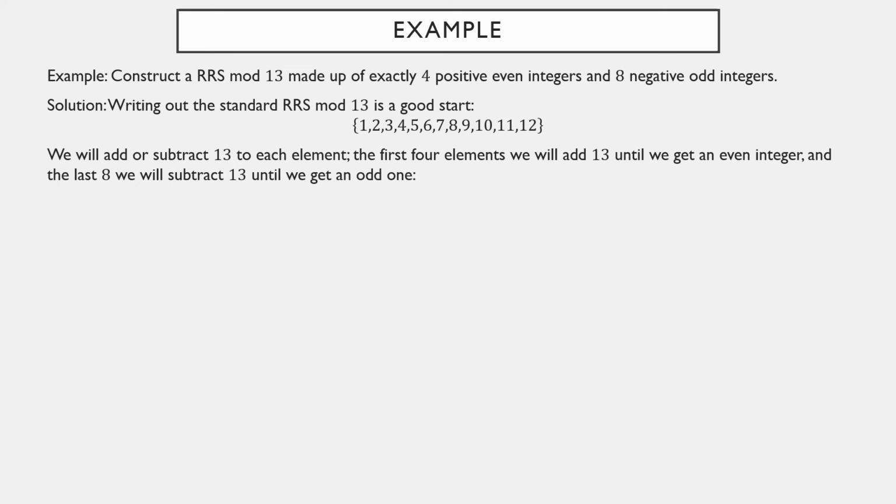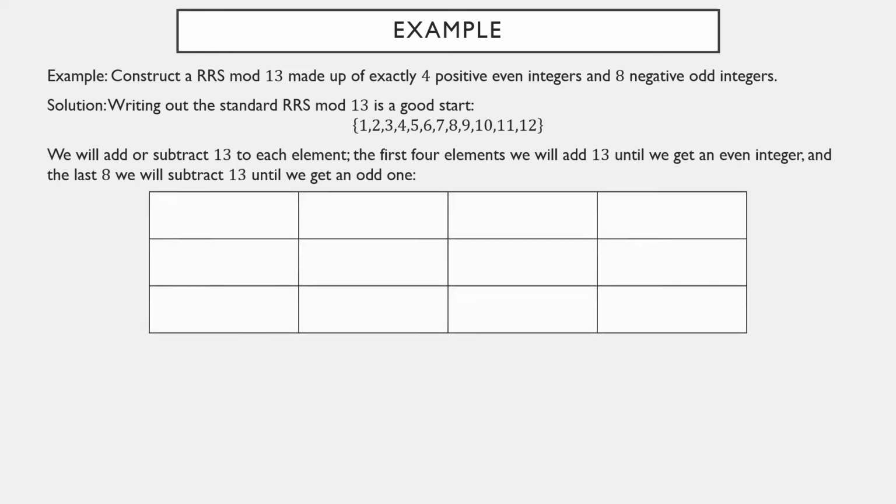For the sake of argument, let's just keep the first 4 representatives positive. So we're going to add 13 until we get even numbers. And the last 8 we'll make negative, so we'll subtract 13 until we get odd ones. So one by one, 1 is positive, but it is not even, so I'm going to add 13 to it and get 14. 2 is already positive and even. 3 is positive, but not even, so I'm going to add 13 and end up with 16. 4 is already positive and even, so I've already got my 4 positive even integers.